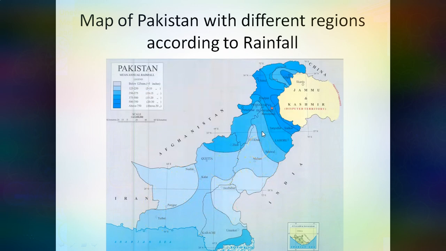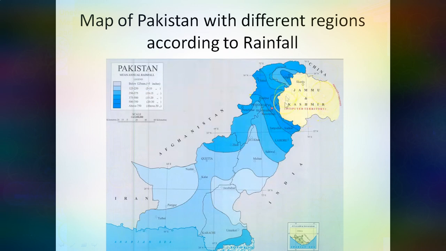However, as the moisture-laden wind, moisture-carrying wind, ascends the Himalayas, we see that this moisture is deposited in the form of rainfall or precipitation. And this is known as the northern humid belt, where there is maximum rainfall. And therefore, these regions are characterized by forests, dense forests.